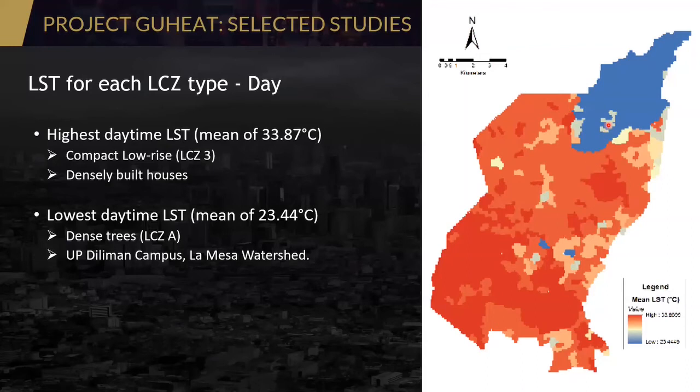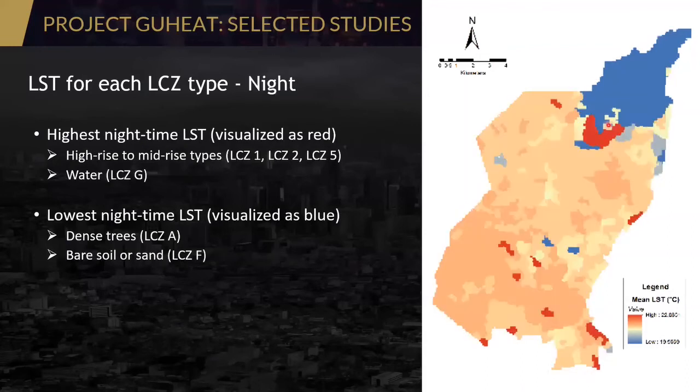If we look at the nighttime, it becomes a little bit different. Water is now one of the warmest because of the heat retention, with very low dissipation of heat, as well as the high-rise to mid-rise styles, having the highest nighttime land surface temperature. And the lowest, again, will be the dense trees. The bare soil areas, which have dissipated all the heat they stored in the daytime, will now also have one of the lowest nighttime LST.